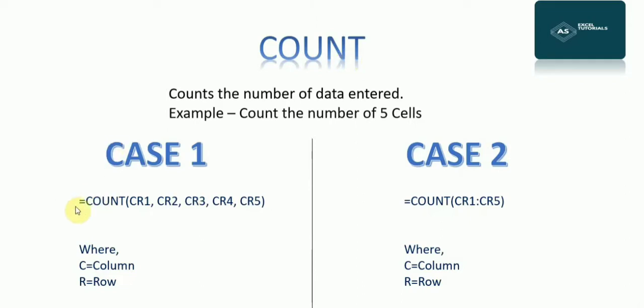The formula is the same, that is equals to count, and in the bracket it would be C1, C2, C3, C4 and C5. And if we talk about case 2, it will be equals to count. In the bracket we'll be taking the first cell, that is C1, and with the colon, C5, which is the last cell.